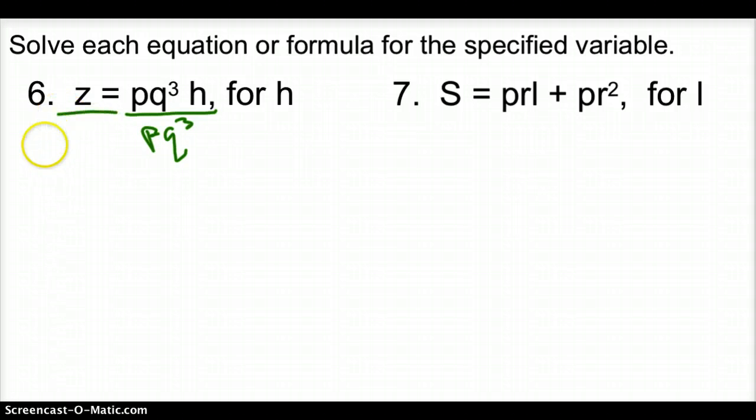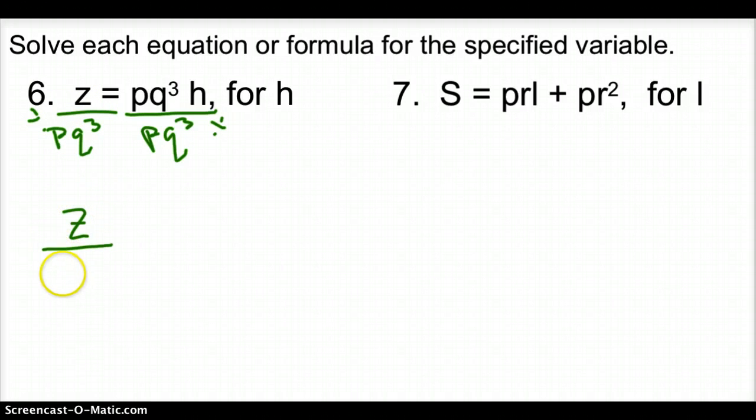So we divide both sides by p q cubed, or if you would rather see the division sign, absolutely show the division sign. Now, what do we have? Well, on my left side, I have z over p q cubed equals, now remember, when I divide by p q cubed, and I already have it over here, it's all gone. So I just cross it out, and what's left? h. So there, I just solved for h.